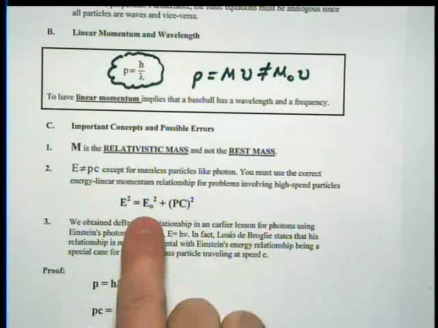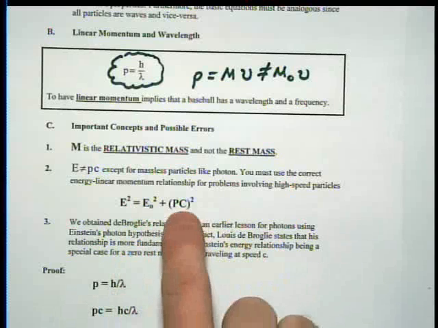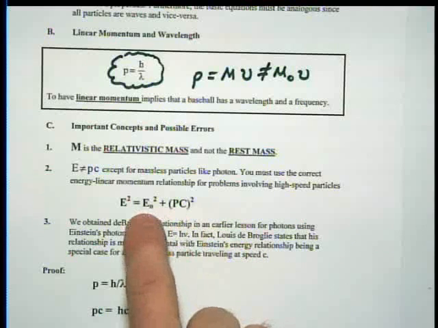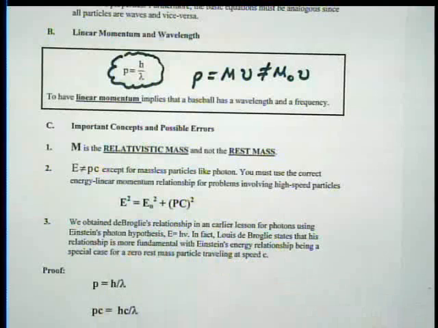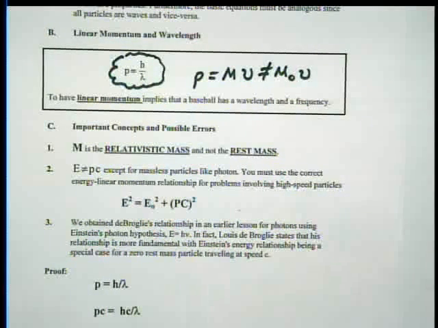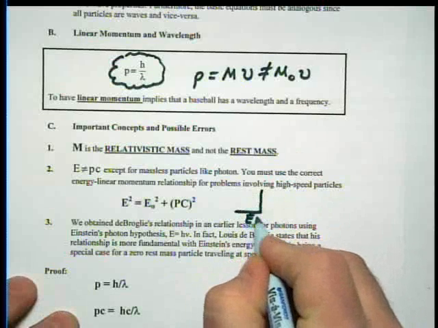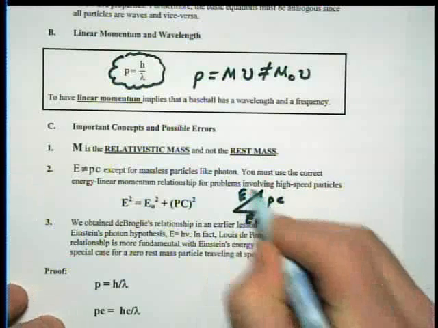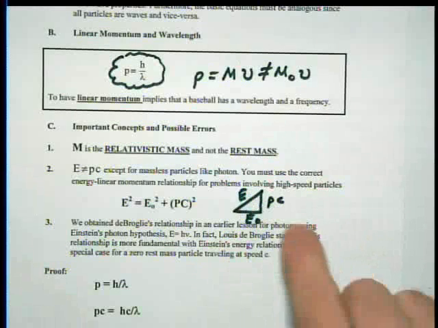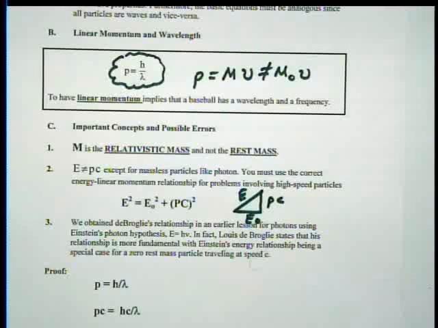The only time you could ignore this is when it's going so fast that this part is so much bigger than that part of the triangle that you can just say, hey, it's this. Remember, there's E naught, there's PC, and there's E. You can only say that that is equal to that if this side is basically almost zilch at really high speeds. Otherwise, you can't do that.